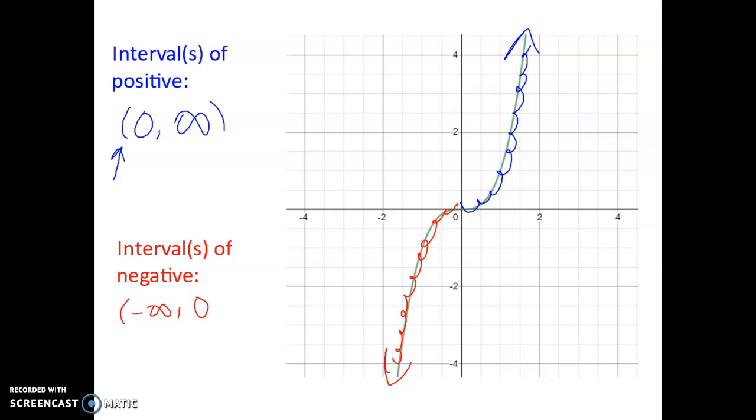Okay, so at 0, should I put a parentheses or a bracket? Well, I'm going to put a parentheses because 0 is not included. The y value at 0 is 0, right? And 0 is not positive or negative. So I do not include 0 in the negative interval, and I do not include 0 in the positive interval either.